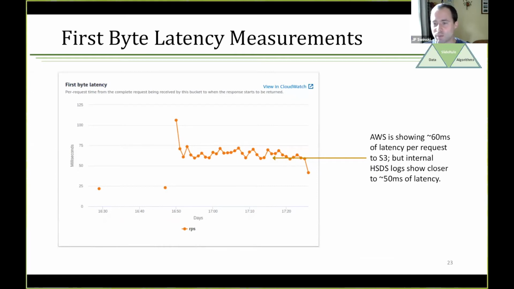I measured first byte latency using CloudWatch in AWS during these tests, and CloudWatch was saying it was about 60 milliseconds. I parsed the HSDS logs, and they were saying it was about 50 milliseconds. It's somewhere around there. But if you do the math, you really need to read large blocks at a time to overcome these first byte latencies. And this is just one component, not the other TCP/IP connections that you need to make. So there's just a tremendous amount of latency per IO read.